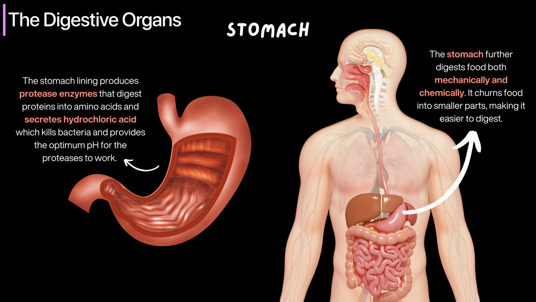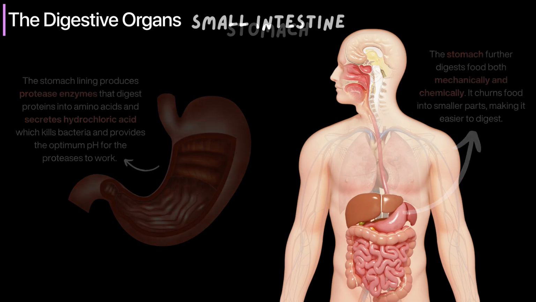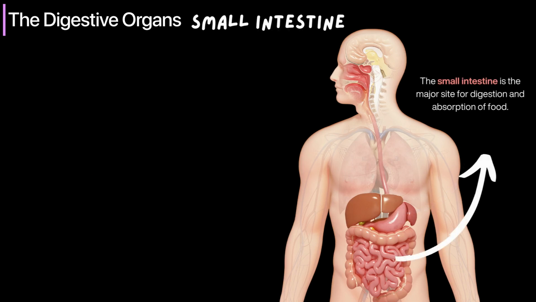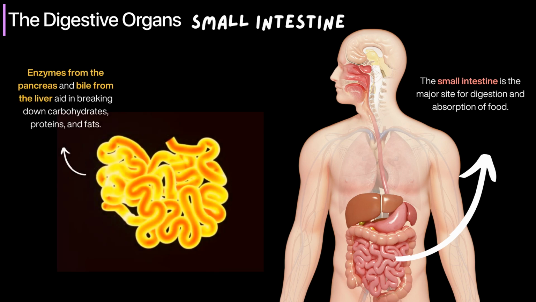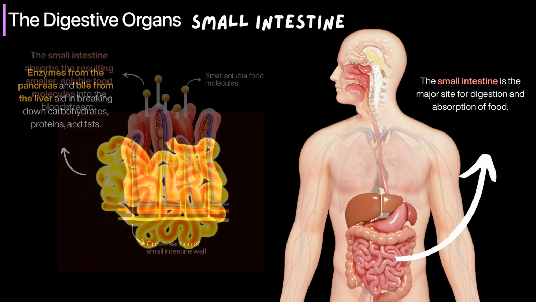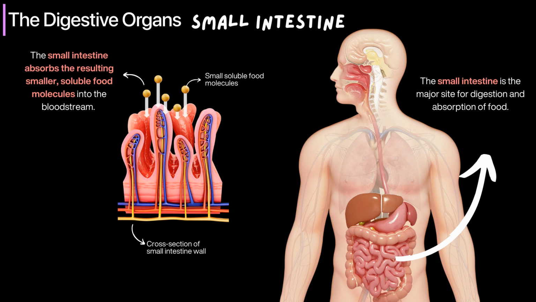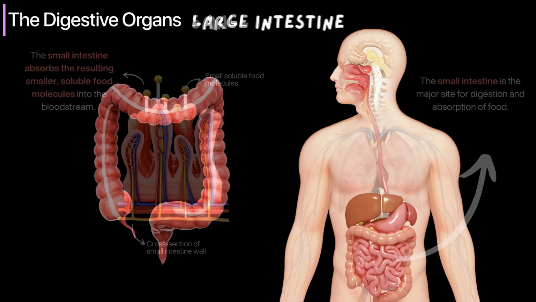After leaving the stomach, the food enters the small intestine. The small intestine is the major site for the digestion and absorption of food. Enzymes from the pancreas and bile from the liver aid in breaking down carbohydrates, proteins, and fats. The small intestine absorbs the resulting smaller, soluble food molecules into the bloodstream. The food then enters the large intestine.